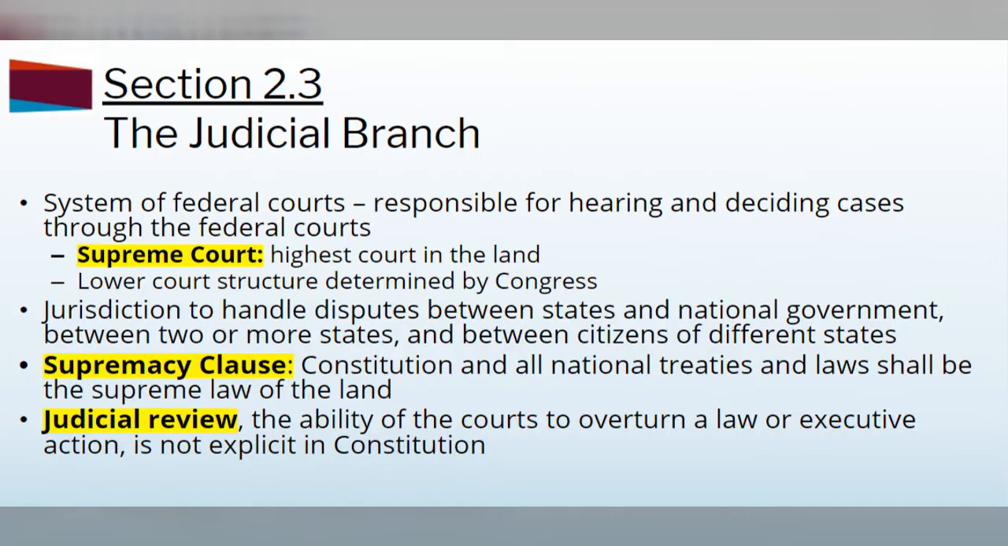But for now, all you need to know is that the case established judicial review as a power of the Supreme Court. Judicial review is the ability of the courts to overturn a law or executive action. But like I said, the power of judicial review isn't expressly written in the Constitution.